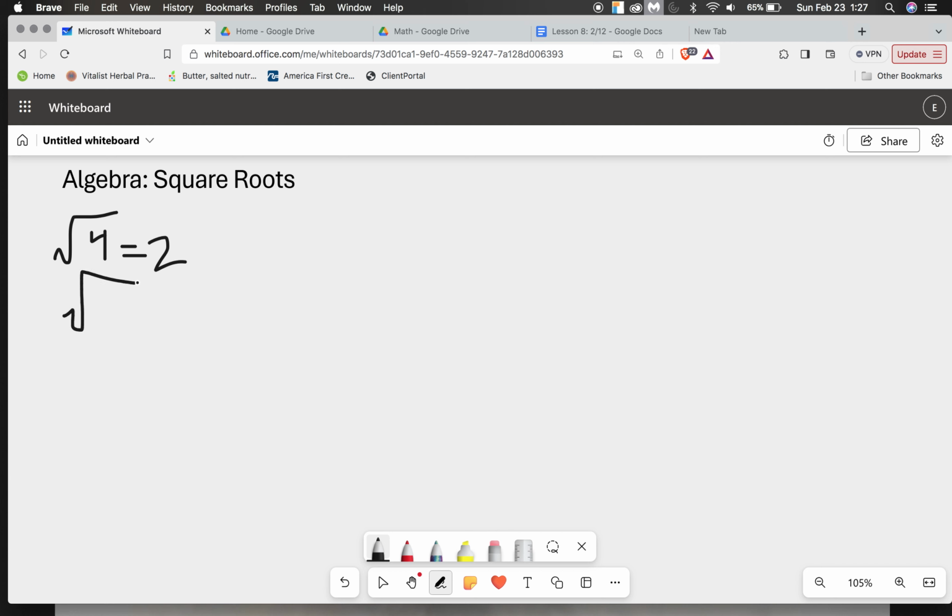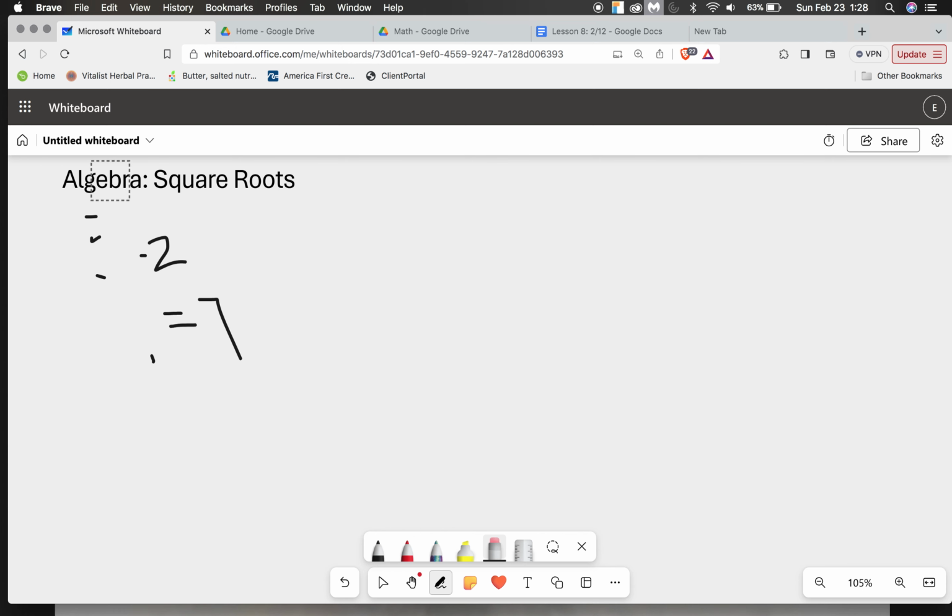If we wanted to do the square root of, what's my favorite squared number? I really like 49. So what's the square root of 49? What times itself equals 49? That would be 7. 7 times 7 is 49. So the square root would be 7. That's a terrible 7, but don't worry about that.